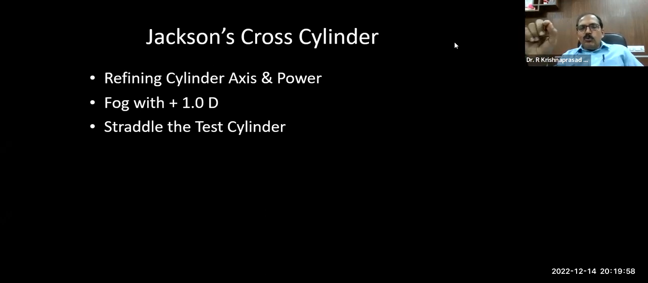So now we want to know whether this -1 cylinder at 90 is the correct cylinder. Is it the correct axis? So first you always refine the axis. Okay. So what you do is you take the cross cylinder. The cross cylinder is basically a sphero-cylinder in which the cylindrical power is always double the spherical value, and of opposite sign. For example, plus 0.5 diopter sphere, minus 1 cylinder at 90 or 180.